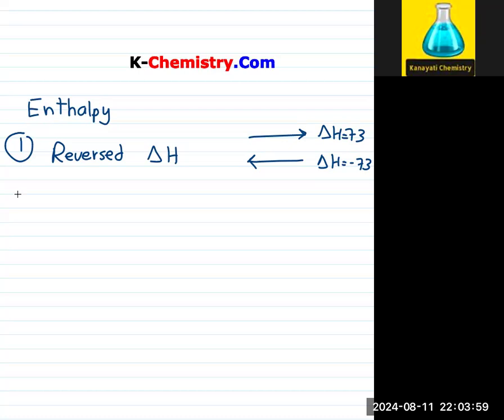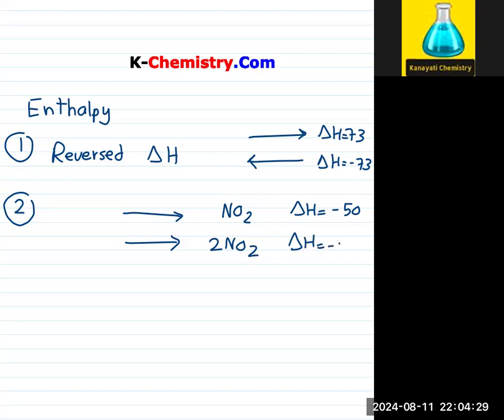The second rule for calculation of enthalpy is that when the balanced equation is multiplied by an integer, the delta H of this equation also has to be multiplied. So if you have the first equation showing that per 1 mole of the reaction, let's say 1 mole of NO2 is formed and delta H is minus 50 kilojoules, and you double the equation to make 2 moles of NO2, the delta H also has to be doubled to negative 100, for example.